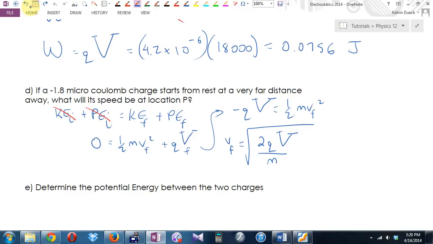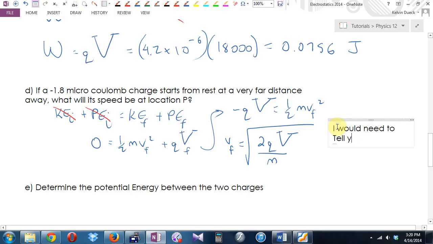No, if I'd been clever, I would have made this an electron or something. So I'm just going to make a little note here. Rather than continue, I would need to tell you the mass to finish this. Oops, my bad. But we could, yes?